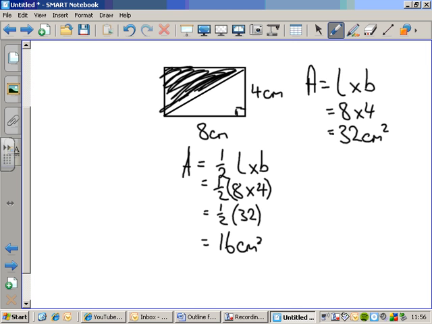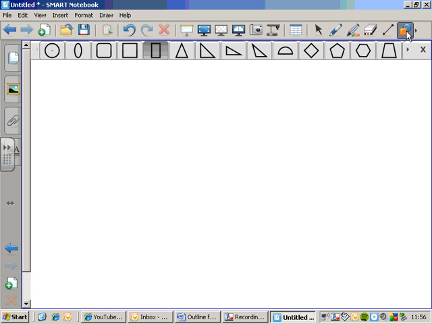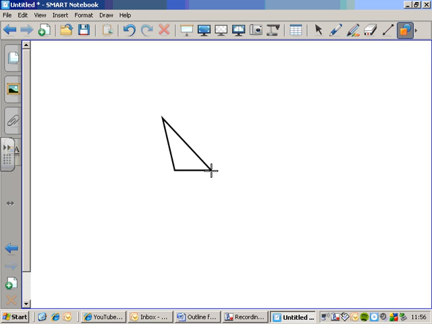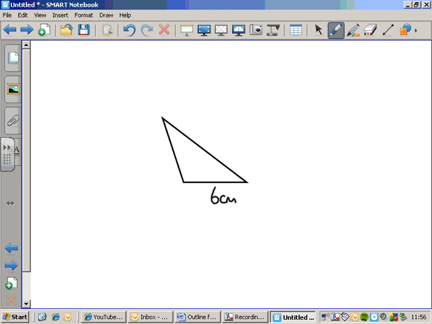Now that works just fine there with that right angle triangle, because the length is 8 centimeters and what we're used to calling the breadth is 4 centimeters. Doesn't work so well here though. Here's another triangle, and here we have a triangle, and we'll give it some sides. We'll say that's 6 centimeters, we'll say that's 8 centimeters, and we'll say that's 7 centimeters.